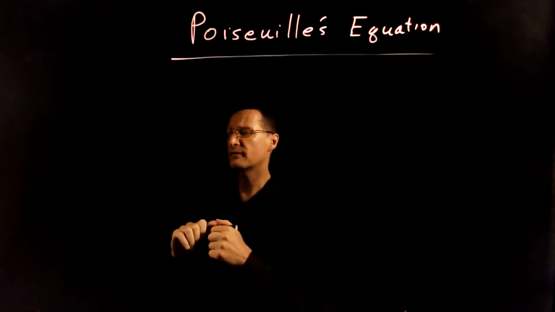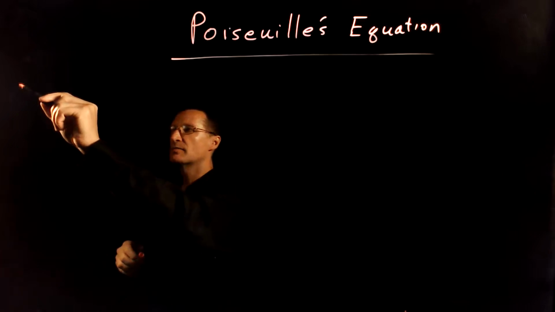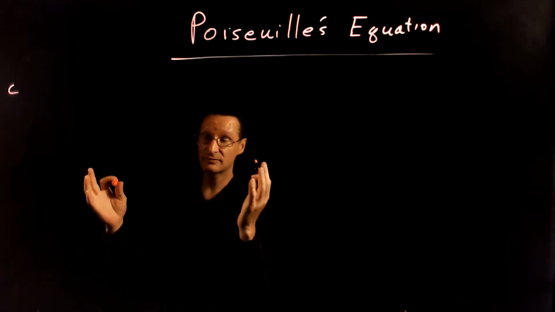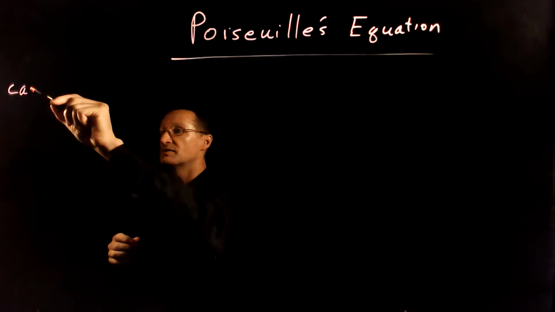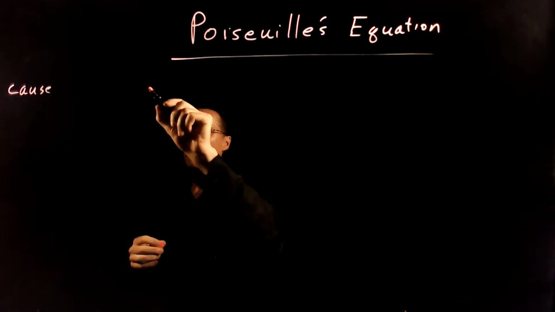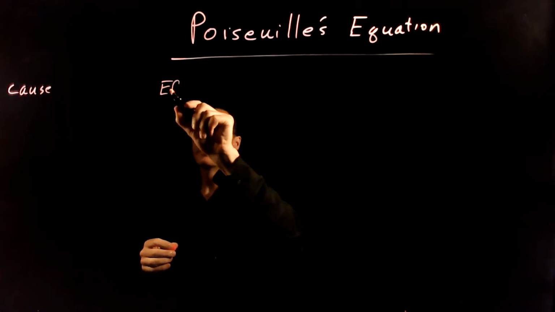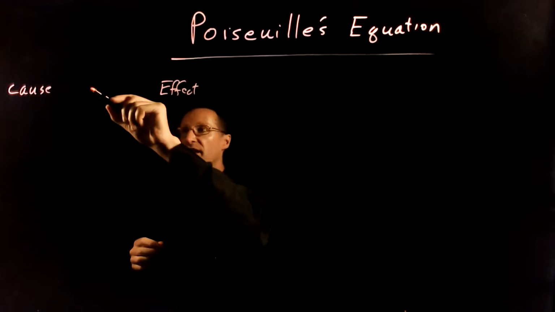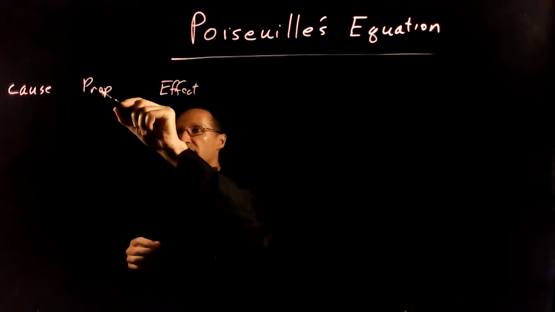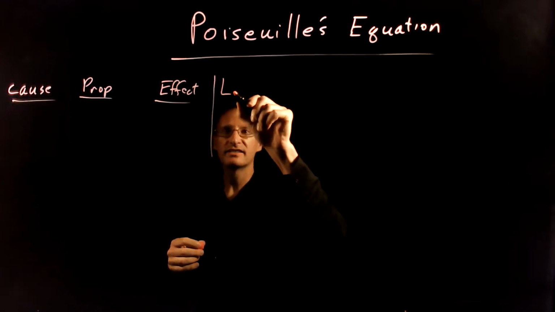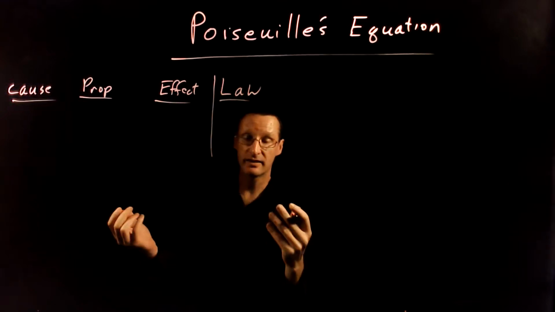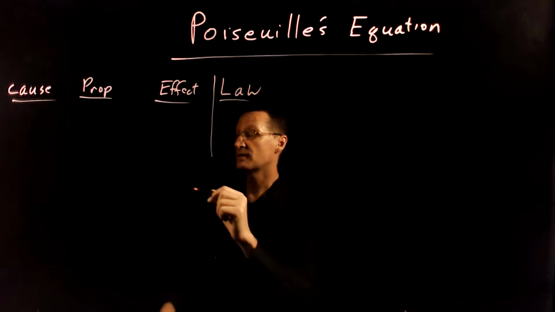Before we get into the nitty-gritty of that, I want to remind us of our cause and effect relationship paradigm that we talked about before. So we have a cause here, and that produces an effect. But then we always have a property in the middle. And I want to add another thing. This is a law that goes with this cause and effect situation.